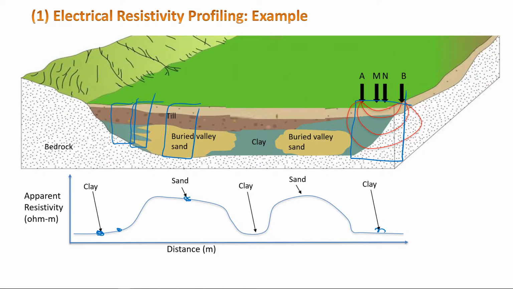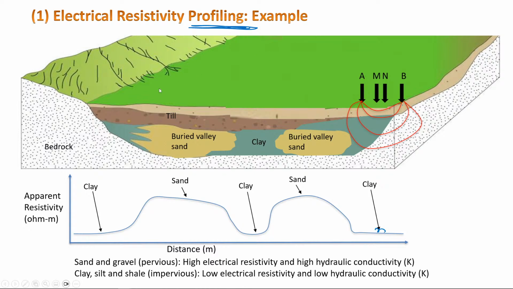But some of you might say, okay, but what if I want to see how resistivity is changing with depth? I don't want to see the average resistivity over this or over here, but how resistivity is changing with depth. If you want to see how resistivity is changing with depth, that's not called profiling. That is called sounding. So just to sum up what we did: sand and gravel are pervious, where water is a good conductor, with high electrical resistivity and high hydraulic conductivity.